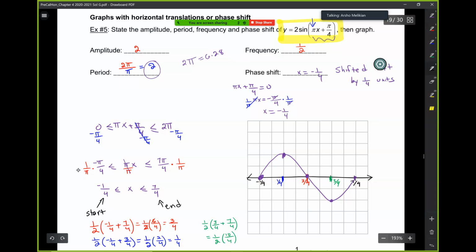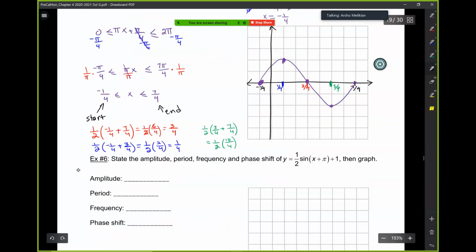Hey, where would the y-axis go here? Where would x equals 0 be? Between negative a quarter and a quarter. Yup, right there. Okay? And you see how I put that later? That's cool. Like, draw your graph first and then do it.